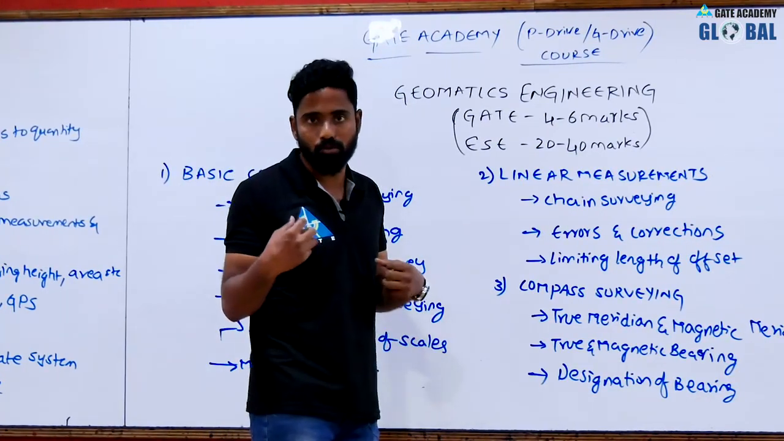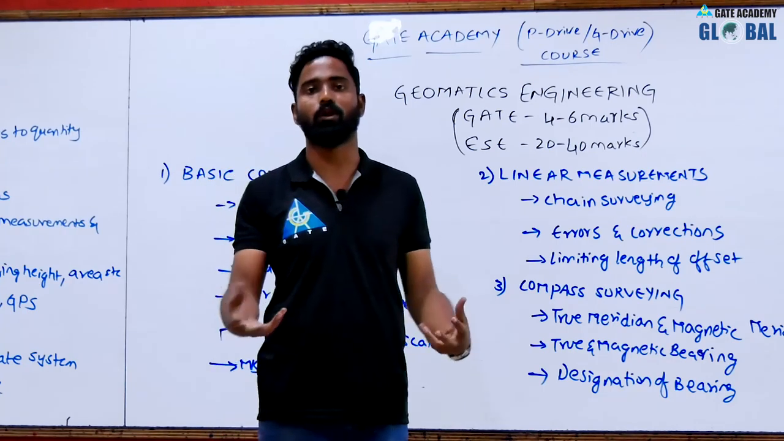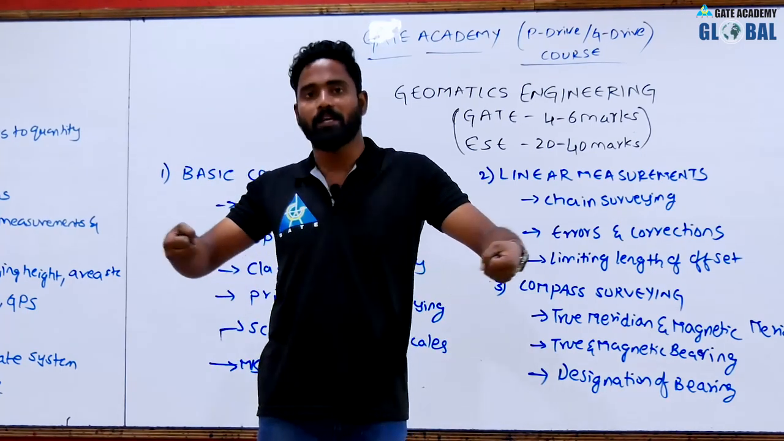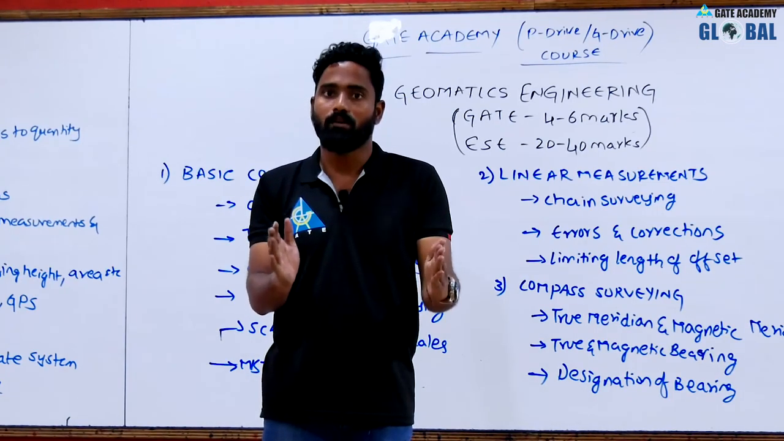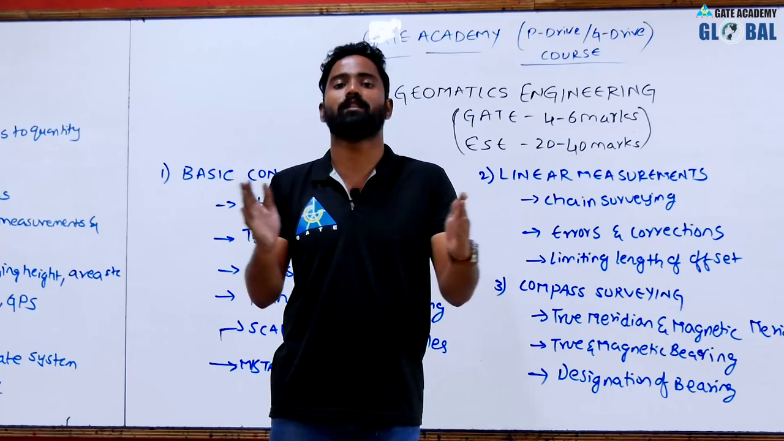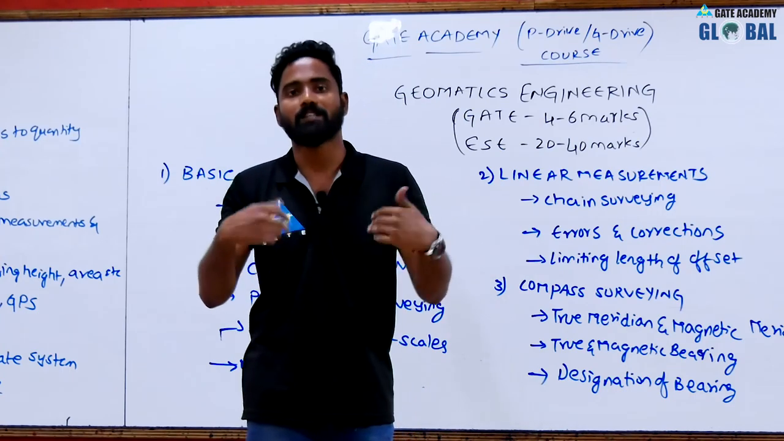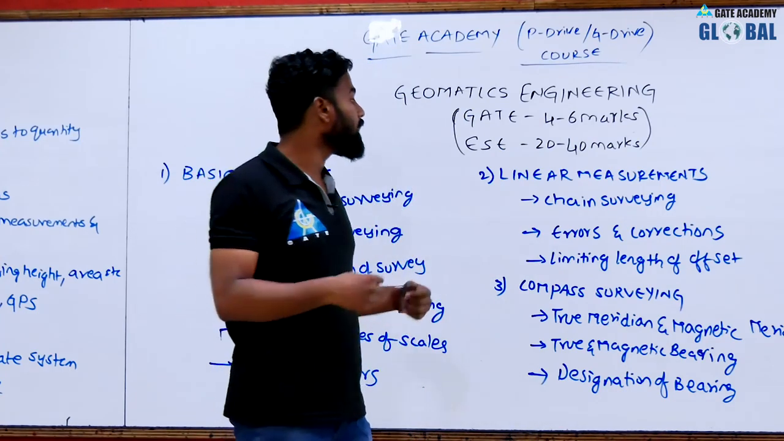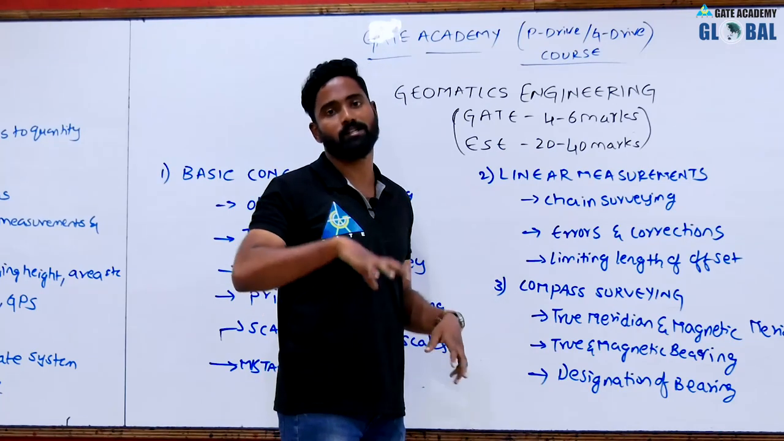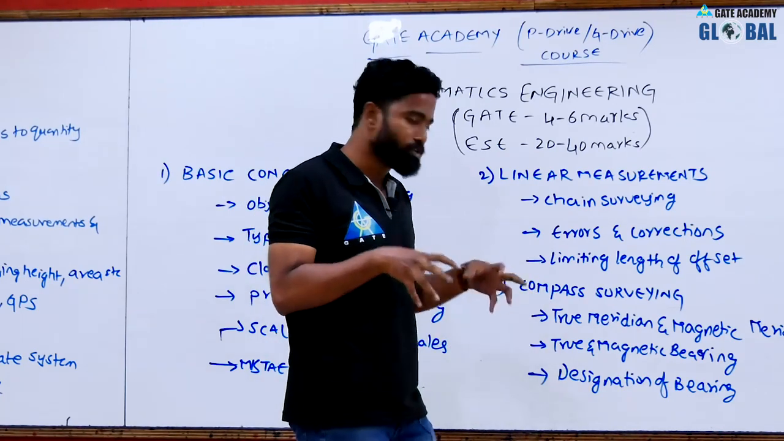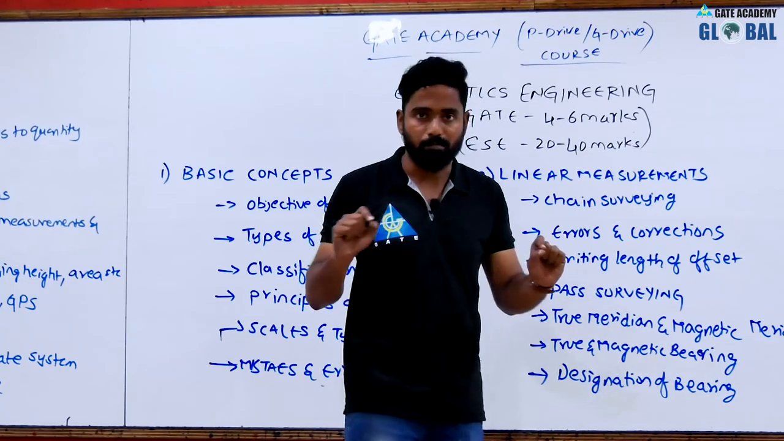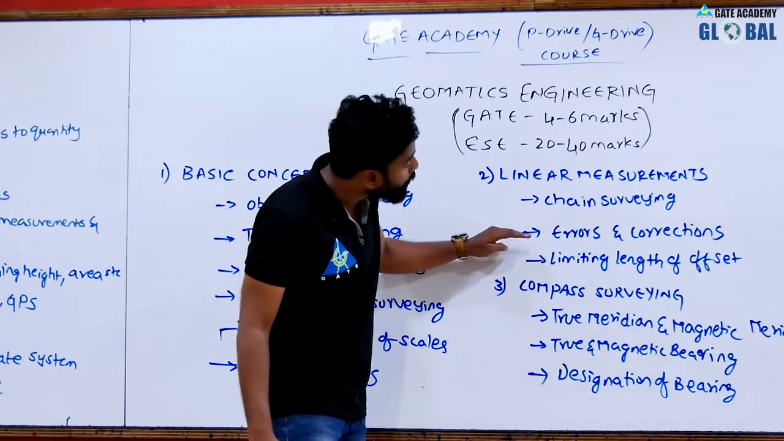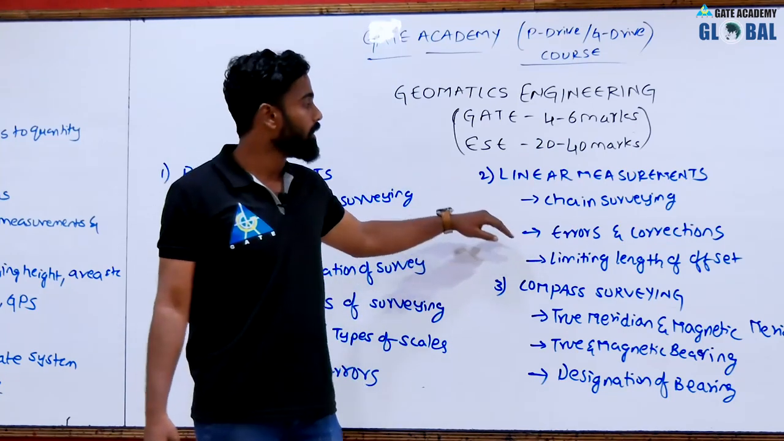The errors can be because of anything. As I said, it can be because of temperature. If temperature is more, the chain would be expanded. So, the length you measure is more than the actual length, so the correction is negative. That is the idea. Error is positive, correction is negative. If it gets expanded, you have to keep all those things in mind while doing chain surveying.